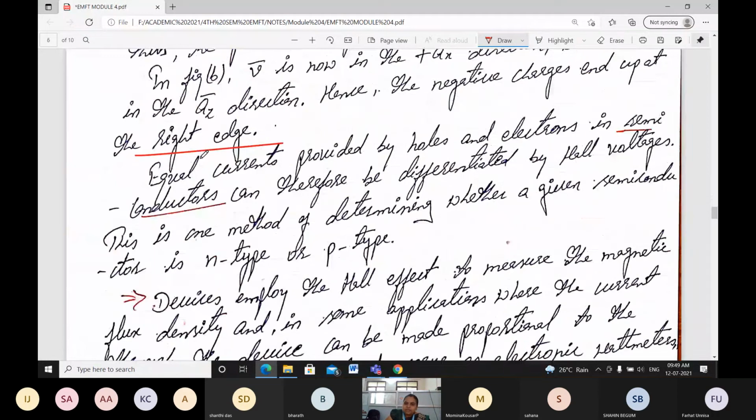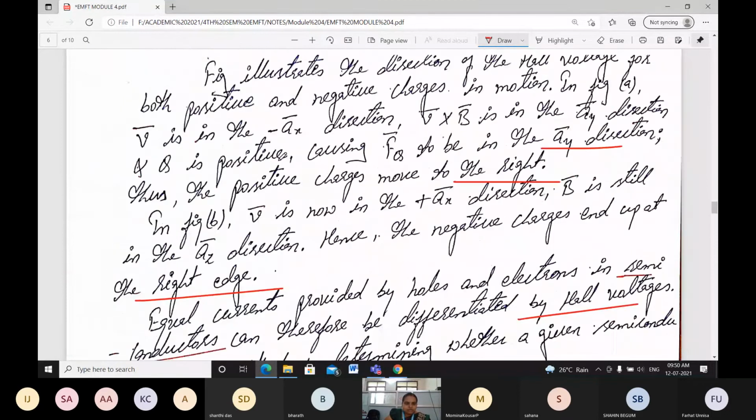Then equal currents provided by the holes and by the electrons in semiconductors can therefore be differentiated by the use of our Hall voltage. Based on this it is easy for us to determine whether the given semiconductor device is of N type or P type. Depending on the direction of movement, whether the current is moving in the aX direction or towards the minus aX direction, we can tell whether it is N type or P type semiconductor. Based on this we can find out by using the Hall effect. This is the next half part.